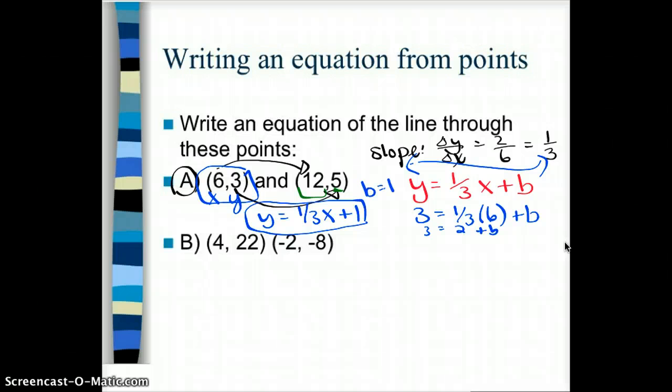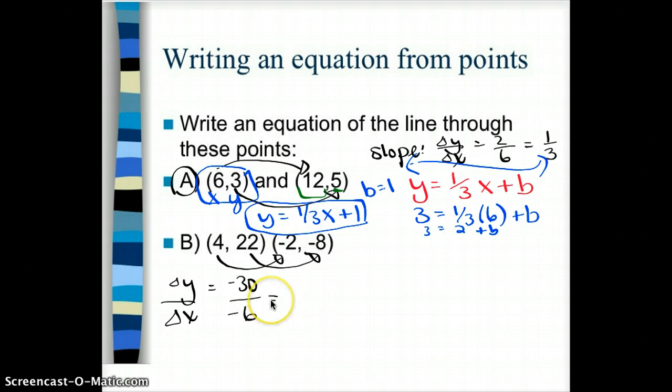Try this one on your own. (4, 22) and (-2, -8). See if you can come up with an equation for the line through those points, and I will work it out as well. Okay, so again, first thing I'm going to do is find my slope. So change in y, it goes from 22 to -8, it goes down 30. My change in x, it goes from 4 to -2, it goes down 6. So it went down 30 and down 6. -30 divided by -6 is 5. Therefore, my slope is 5.